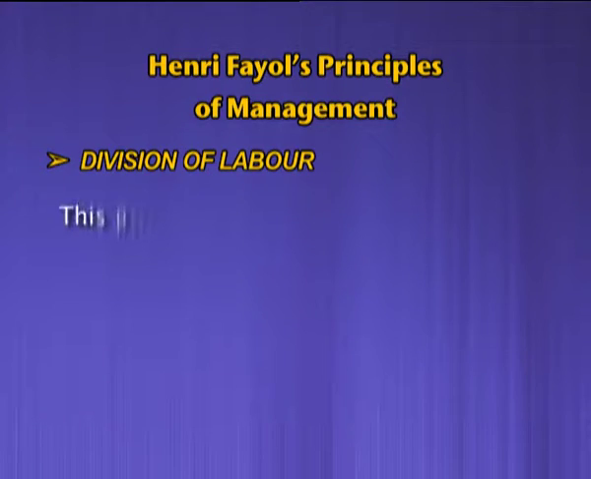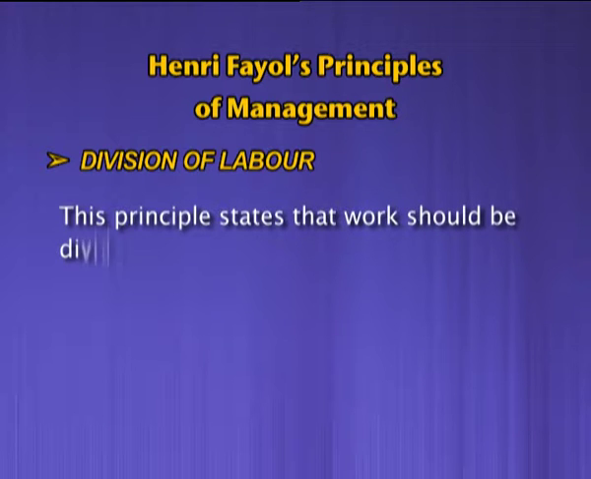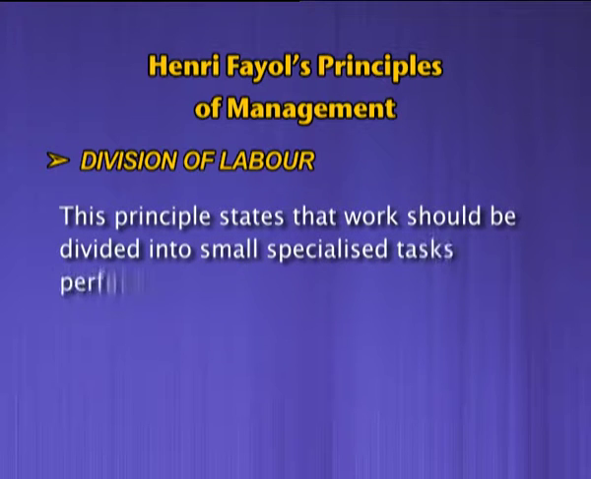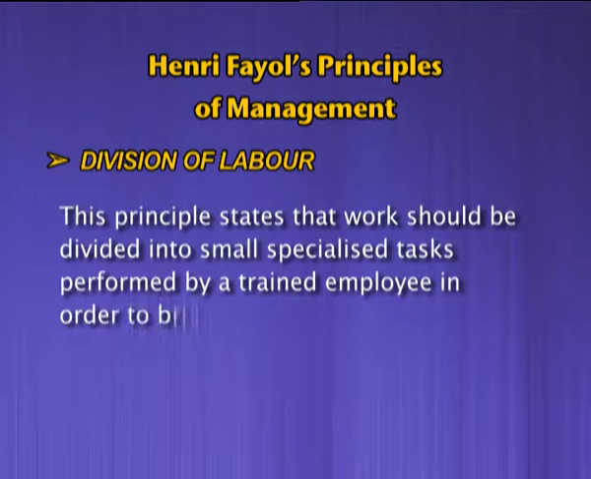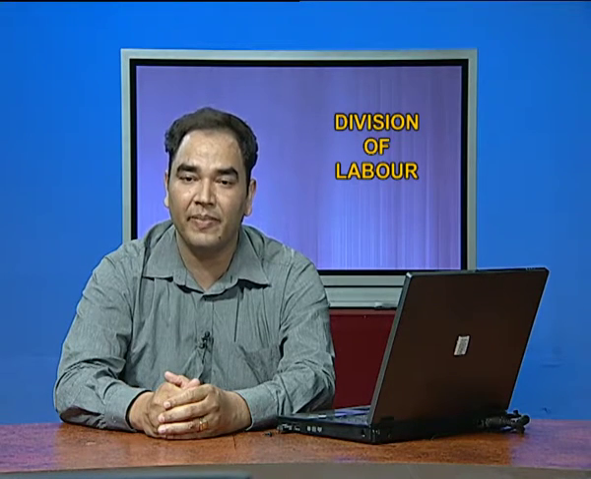Now, the first principle of general management is division of work. This principle states that work should be divided into small specialized tasks performed by a trained employee in order to bring specialization. This idea comes from the companies having various departments for finance, marketing, production, personnel, etc. These departments have specialized persons, which leads to specialization, which brings efficiency and helps in the achievement of organizational objectives.